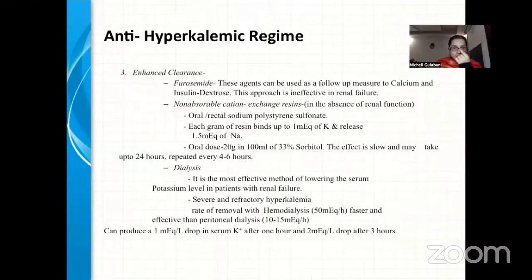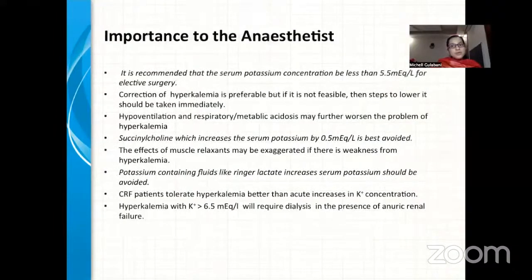The third mechanism for correction is enhanced clearance, which can be accomplished with furosemide, non-absorbable cation exchange resins, and dialysis. Dialysis is normally for severe and refractory hyperkalemia. The rate of removal with hemodialysis is faster and more effective than peritoneal dialysis. Importance to the anesthetist: it is recommended that serum potassium concentration should be less than 5.5 millimole per liter for elective surgery, and hypoventilation, respiratory, or metabolic acidosis can further worsen the problem of hyperkalemia.